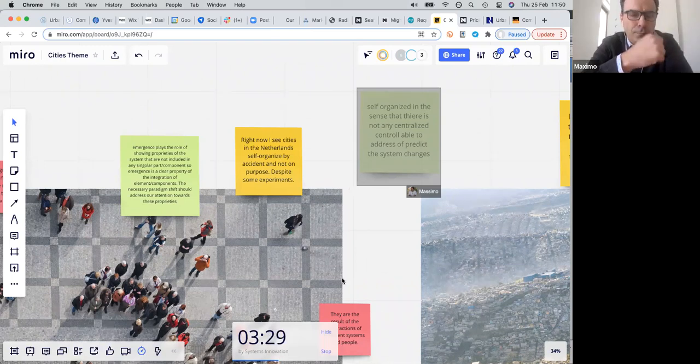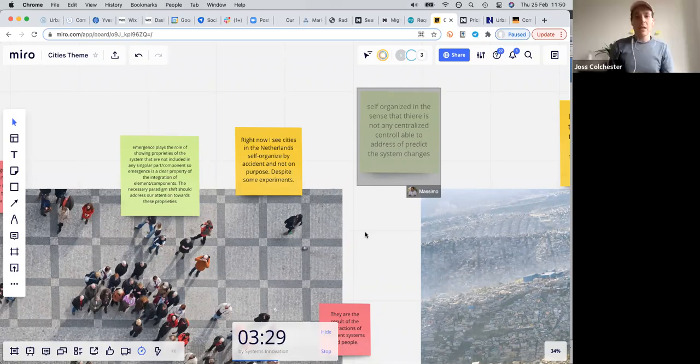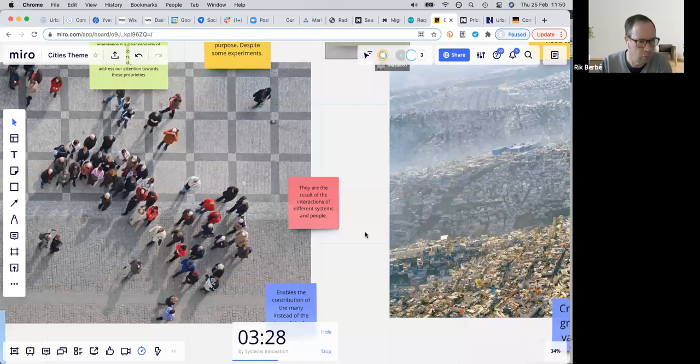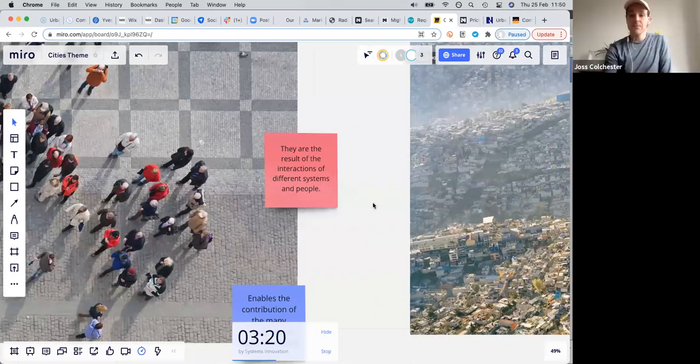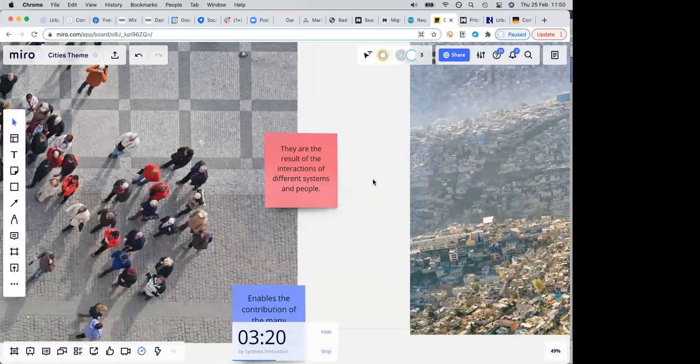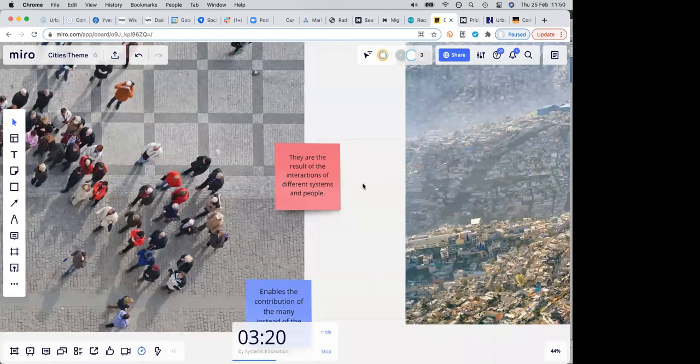So what's this here? They are the results of the interactions of different systems and people. Anybody want to pick up on that? That was me again. Actually, this was my response to the question.